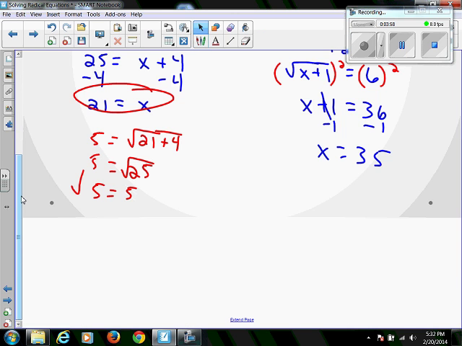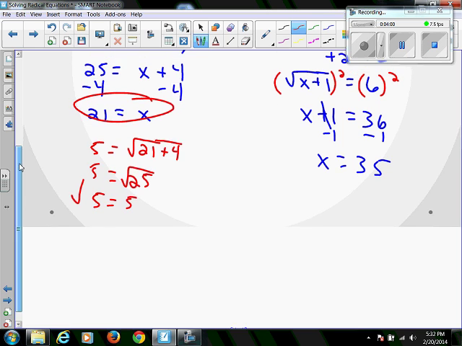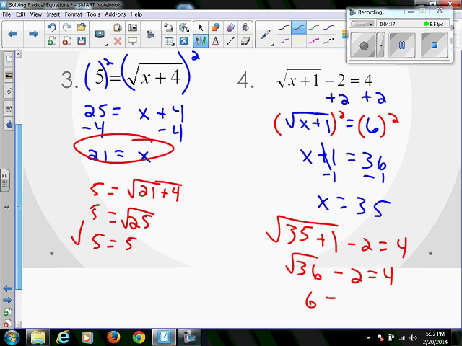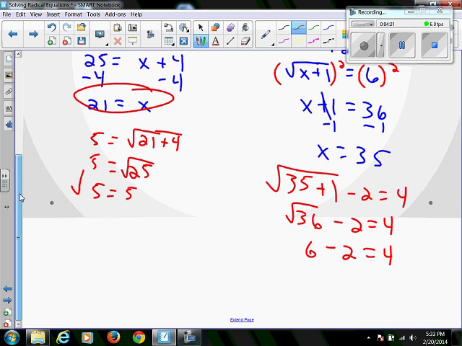We've got to remember to check. We're going to check by substituting 35 for x. 35 plus 1 is 36. Square root of 36 is 6. 6 minus 2 is 4. And 4 equals 4, so we have a true statement. So x equals 35 is the correct answer.